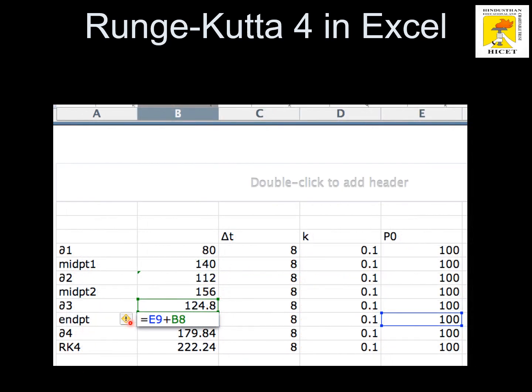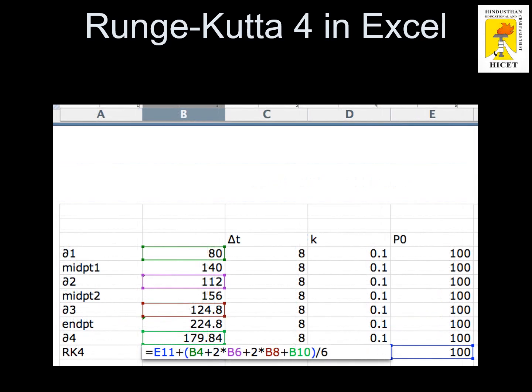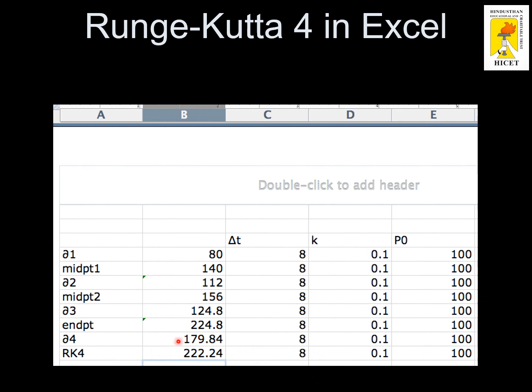Next we get the endpoint, E9 plus B8. So finally we get the RK method of fourth order, that is C11 plus B4 plus 2 into B6 plus 2 into B8 plus B10, whole divided by 6. So we get the answer 222.24.